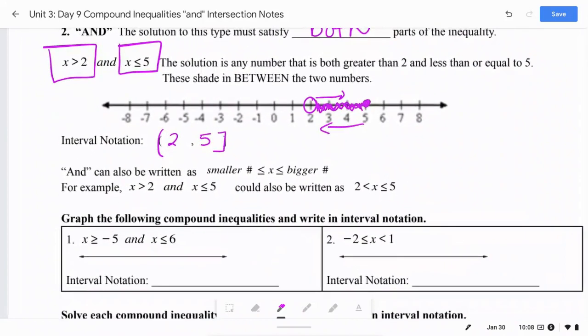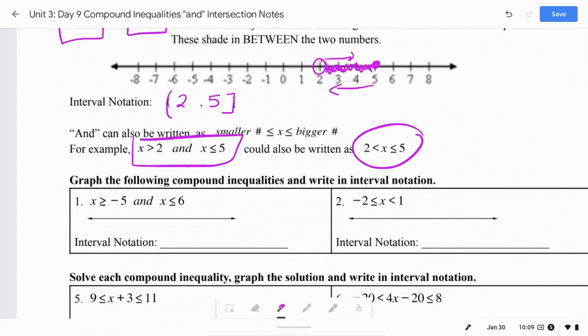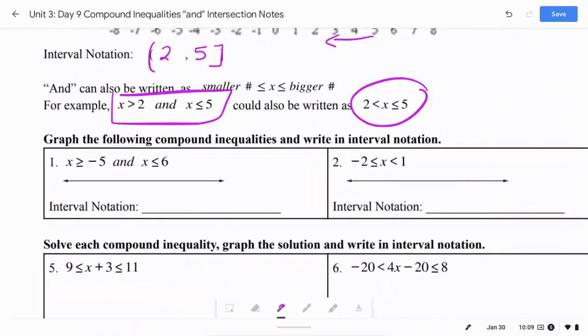We can also write "and" problems in two different ways. So we can write them as two separate inequalities, or we can combine them as one large inequality where x is in the middle. So you're going to see them written both ways in the homework and on the quizzes and the tests. So it's important that you understand that "and" can be written in more than one way. So let's practice just graphing and doing the interval notation with these first two examples. And then with the last 4 examples, we're going to solve, graph, and write the interval notation.